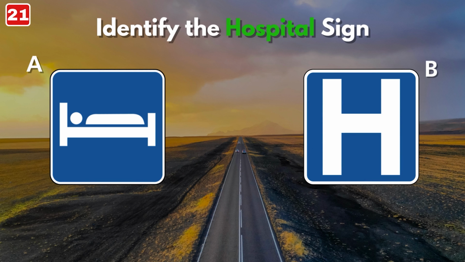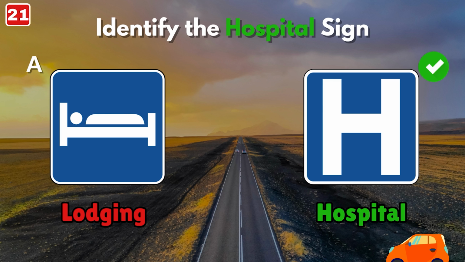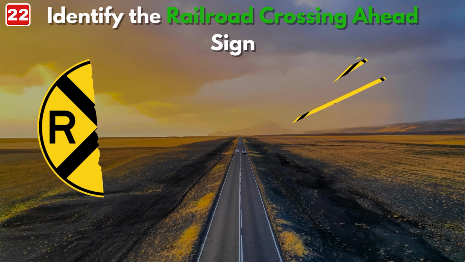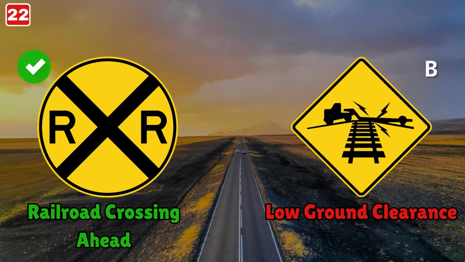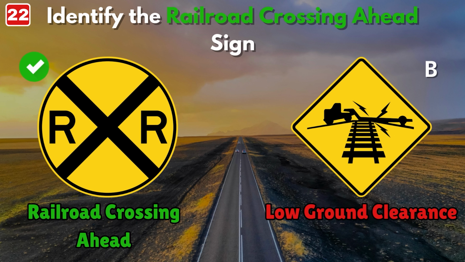Identify the hospital sign. Great. B is the hospital sign. Identify the railroad crossing ahead sign. Magnificent. A is the railroad crossing ahead sign.